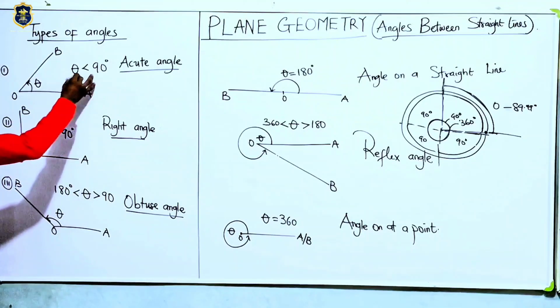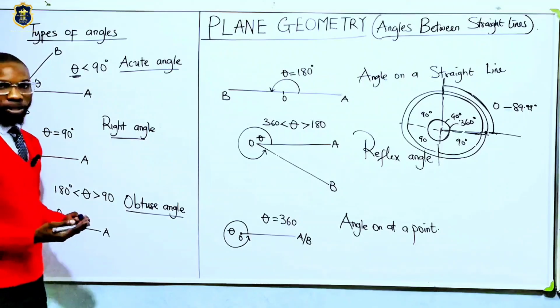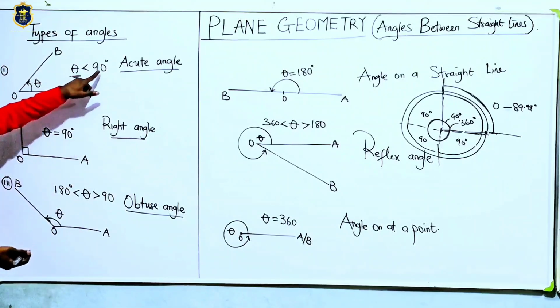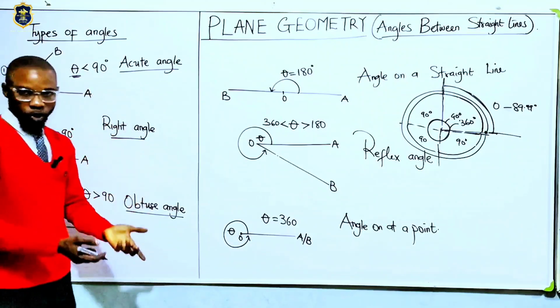This symbol is called theta. Theta is a symbol we use to denote the angle. So theta is less than 90. When theta is less than 90, you know it's an acute angle.